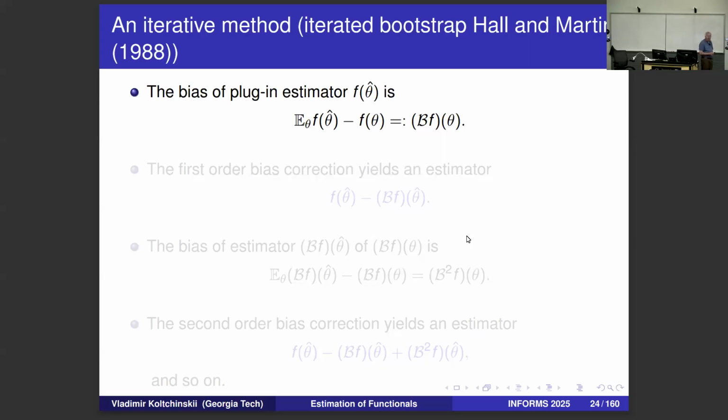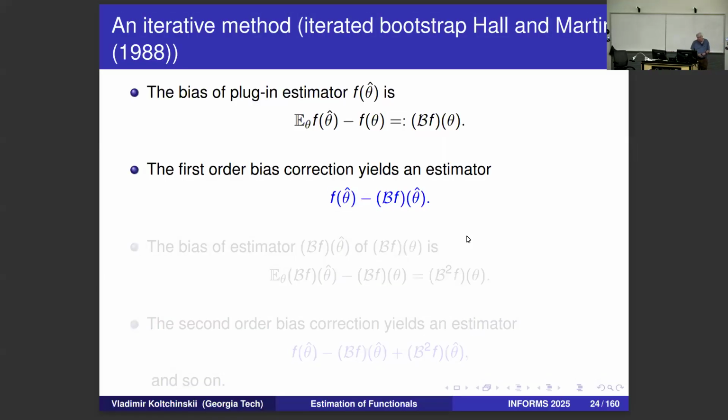First iteration for us will be the plugin estimator based on some base estimate. And the plugin estimator is biased, and this is the bias of the plugin estimator. It's some function of theta that, in principle, if we know the statistical model, we know this function also, right? If we know our functional and know the statistical model, then this function is given to us. So what can we do?